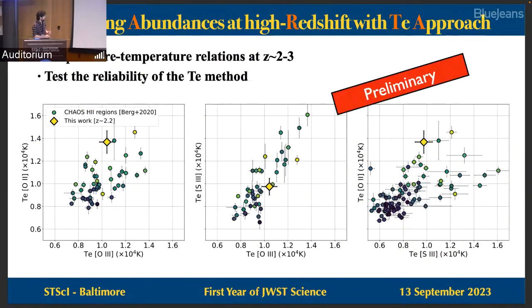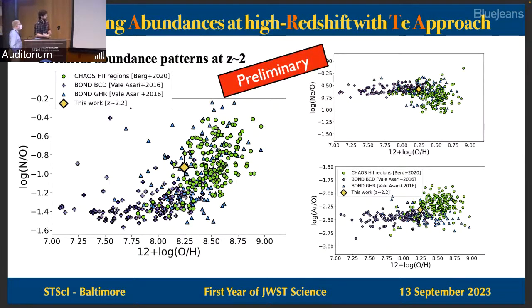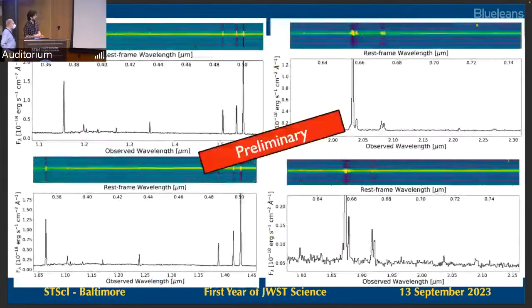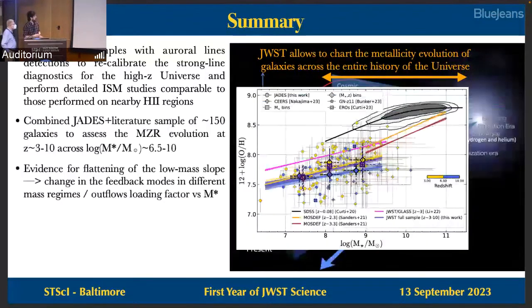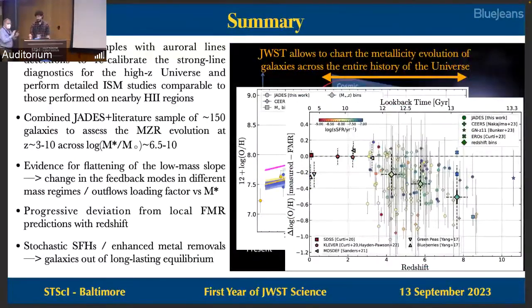For instance, by studying the temperature-temperature relations, as temperatures derived by means of different auroral lines. This is an example of where this galaxy at redshift 2.2 falls on different temperature-temperature relations compared to local galaxies and H2 regions. And I conclude by saying we can also study chemical abundance patterns, for instance, neon, argon, and nitrogen, which are sensitive to the different star formation history in galaxies. And I'll just leave with my conclusion and summary slide, and thank you very much for your attention.